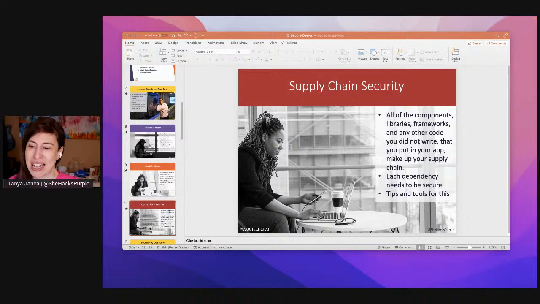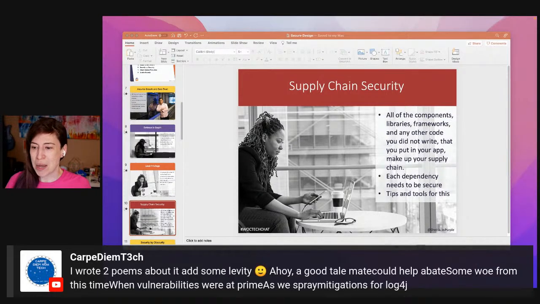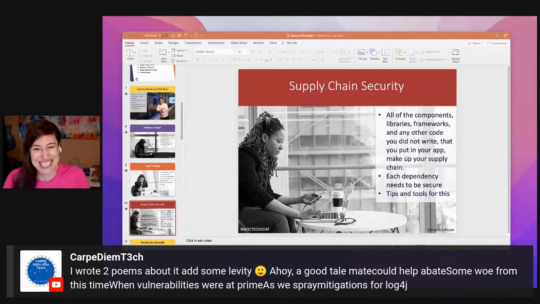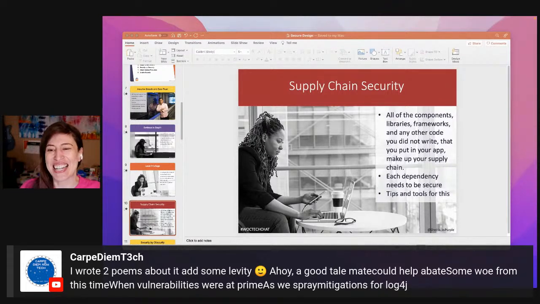So Carpe Diem says, I wrote 2 poems about it with some levity. Ahoy, a good tale, mate, could help abate some woe from this time when vulnerabilities were prime, as we spray mitigations for Log4j. Oh, I love it. Oh my gosh, I love it.